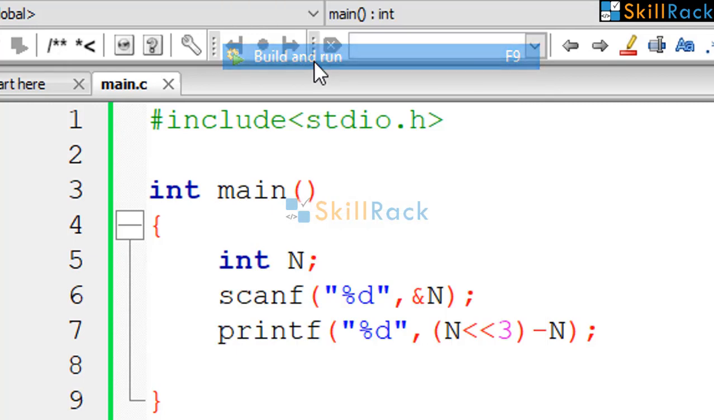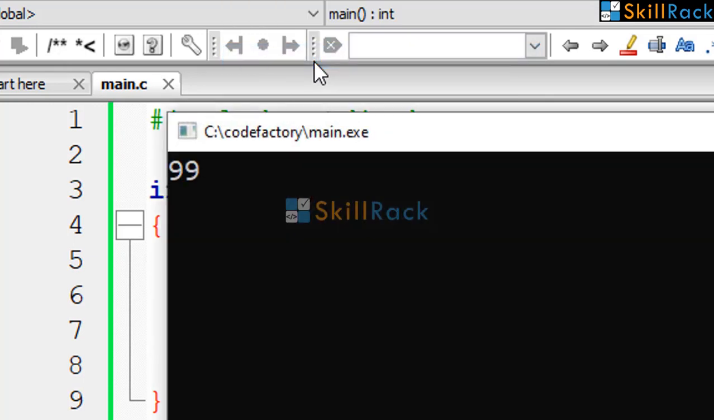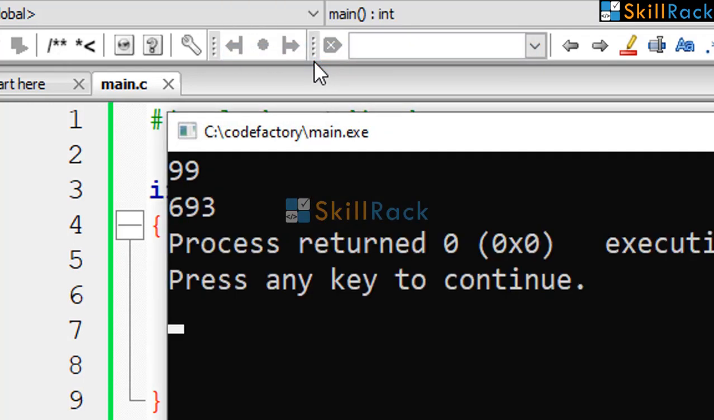Let's give one more example. We'll give 99, the output is 693. That is, we are multiplying with 7.